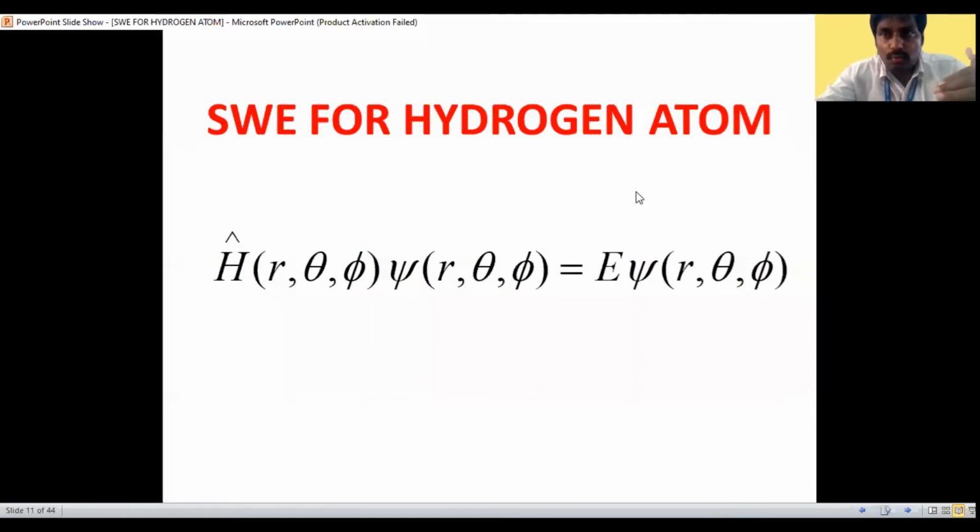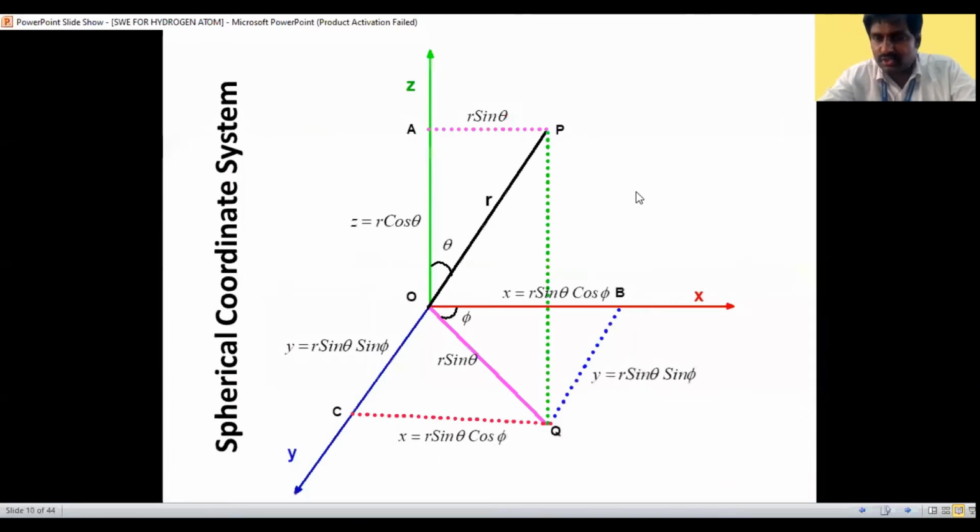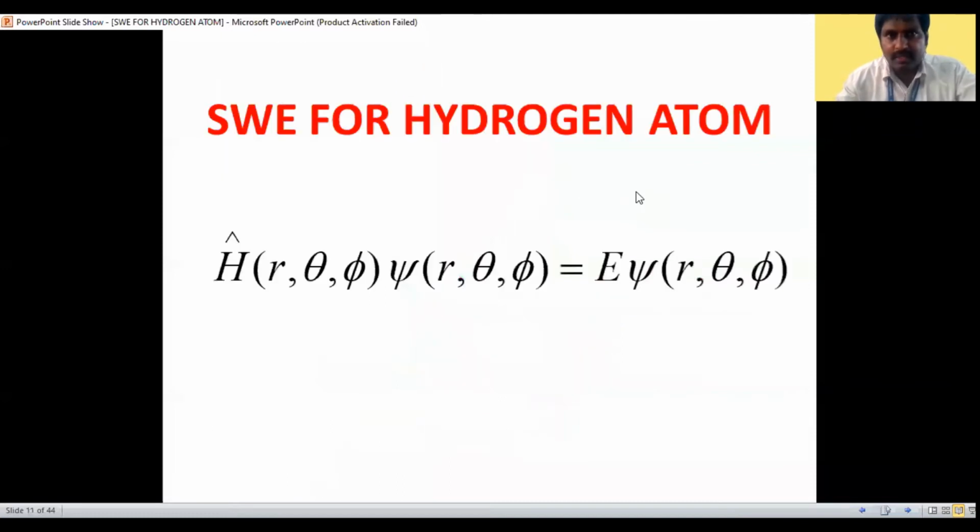Now for the three-dimensional equation, we are applying it to the hydrogen atom. The hydrogen atom has one electron and one proton, which is in the nucleus. The distance between this electron and the nucleus is r. Based on that and this diagram, we have converted our XYZ coordinates to polar coordinates. We have transformed XYZ into sine and cosine functions. So now the Schrodinger wave equation for the hydrogen atom is this.